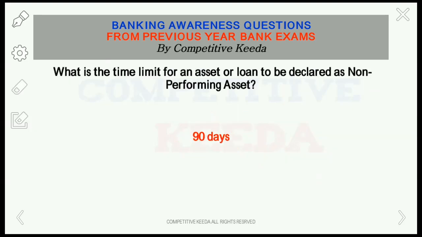What is the time limit for an asset to be declared as NPA? So the time limit is 90 days. If an asset for 90 days doesn't generate any income for the bank, it is classified as NPA, non-performing asset. And there are 3 types.